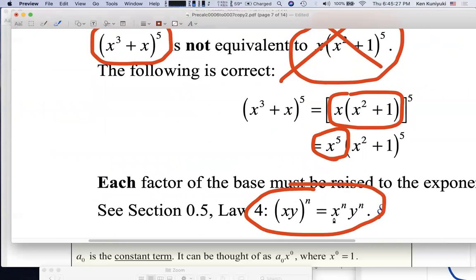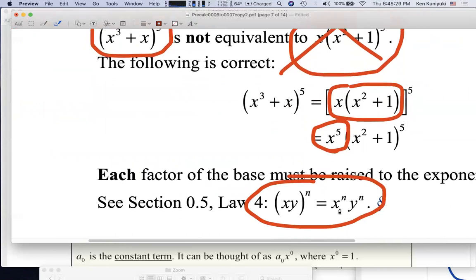We're basically appealing to this rule here. xy all to the n is x to the n, in this case x to the fifth, y to the n. Y is x squared plus 1.